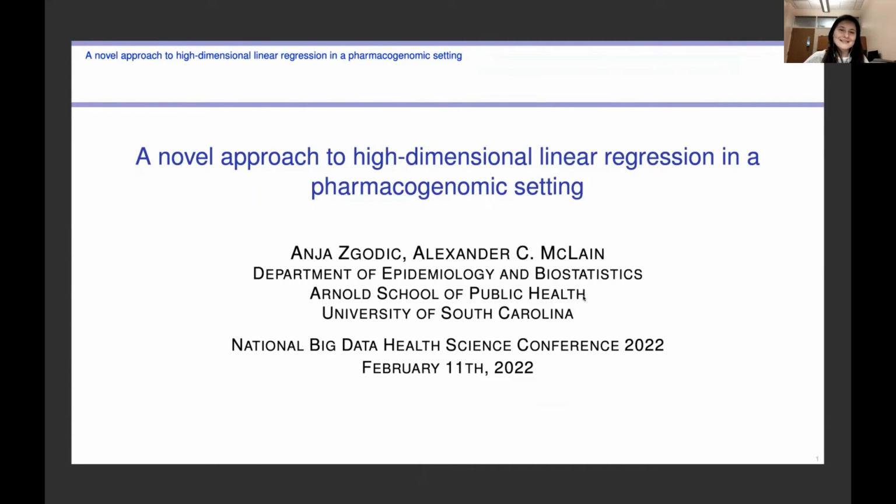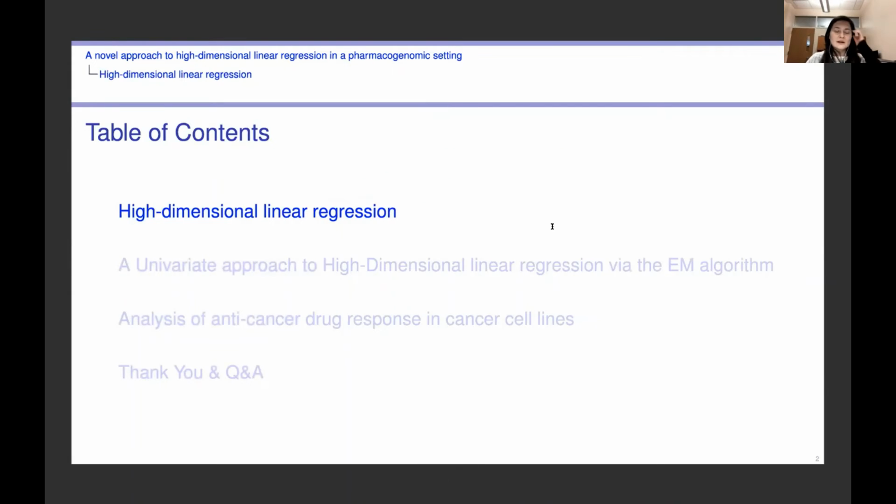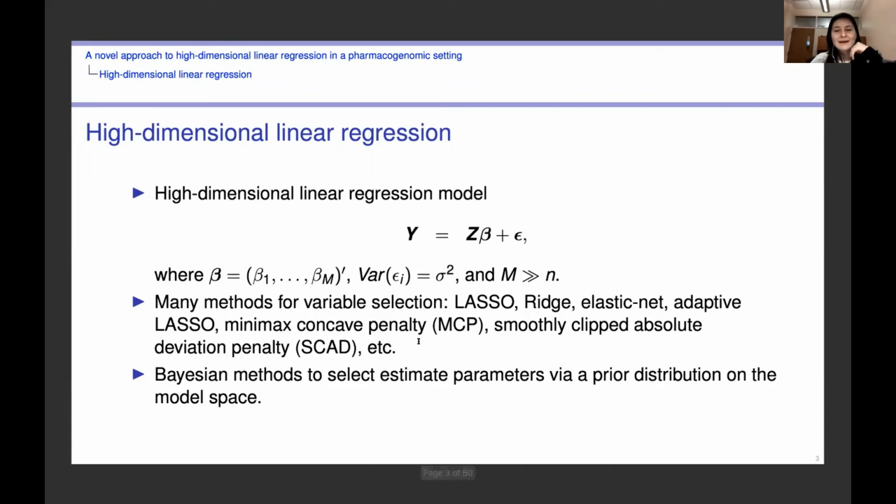All right. Well, thanks everyone for being here. I'm really happy to be presenting. This work is joint work with my advisor here at the university, Dr. Alexander McLean. I'll be telling you about a novel approach to high-dimensional linear regression that we've been working on, as well as how this can be used in the pharmacogenomic setting. All right, we'll start with a background on high-dimensional linear regression. We'll go over the approach as well as an example with drug response data, and then any questions you might have.